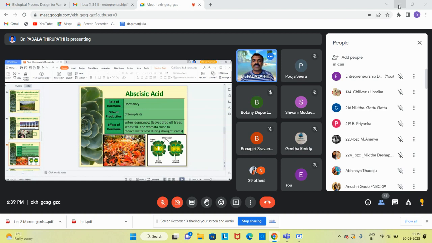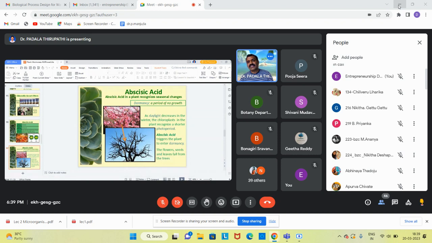Stomata close and reduce water loss during drought stress. Whenever drought occurs, water is not available, there is a scarcity of water, then automatically abscisic acid is produced. Whenever abscisic acid is produced, the stomata close. And abscisic acid we mainly observe in different plants, during daylight it decreases.